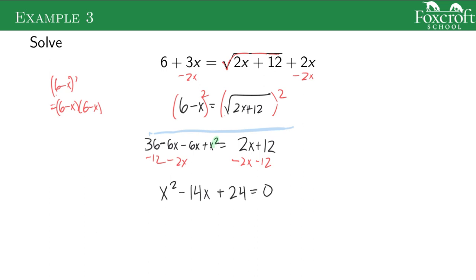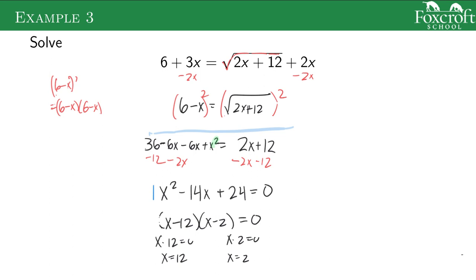Now a quadratic I could solve with the quadratic formula. I can also factor. To factor this one, I want numbers that add to negative 14 and multiply to 24. That's going to be negative 12 and negative 2. And because there was a 1 in front of the x squared, I can do the shortcut method of going straight to the factored form once I have those numbers. And now if x minus 12 equals 0, I get 12. If x minus 2 equals 0, I get 2.